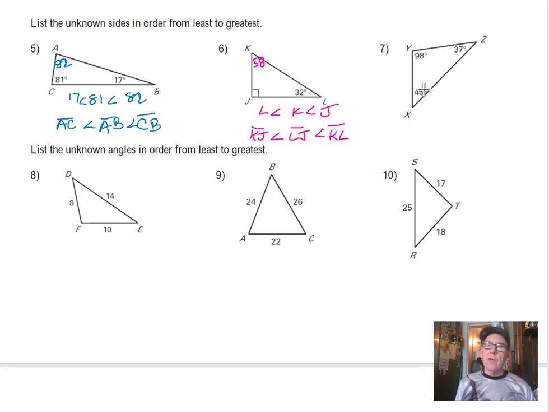Let's look at number 7. Here they're giving us all the angle measures. So right away, if we go smallest to largest, the 37 is the smallest. Opposite that is YX. The middle size angle is the 45. Opposite that is YZ. And then the largest angle is this 98. And opposite the 98, we have ZX. So those are those 3 in order from smallest to largest.